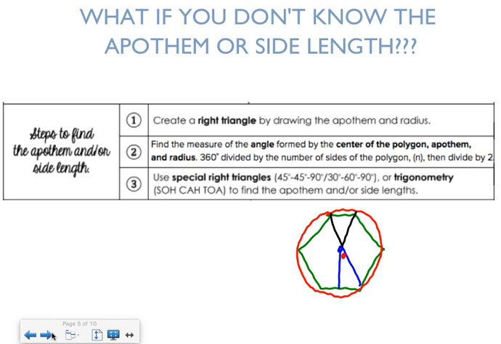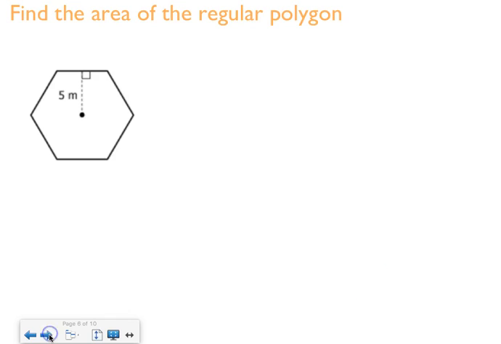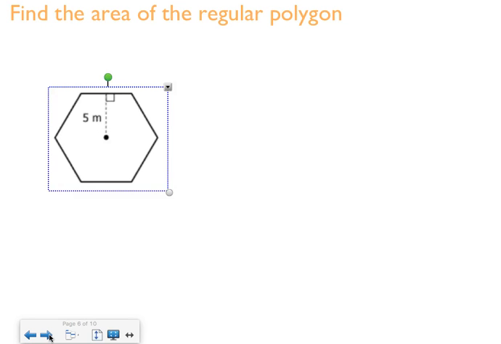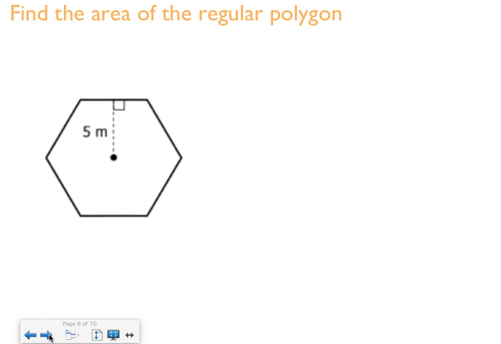Okay, so let's just try an example. Find the area of the regular polygon. First off, let's talk about what we are given. Radius, side length, or apothem? Apothem. And what do we need to have? Side length. We need our apothem and perimeter, so a side length, right? So start off by drawing your right triangle.